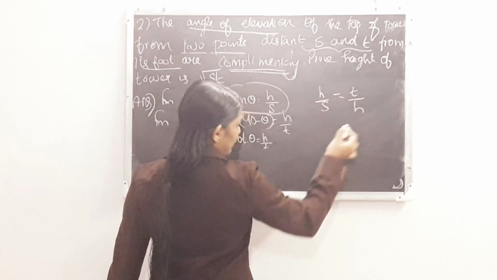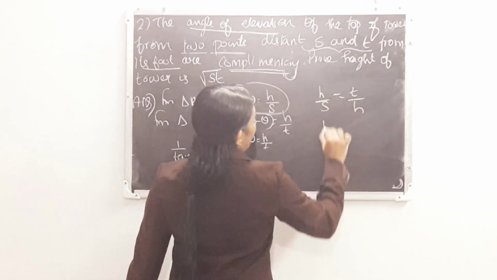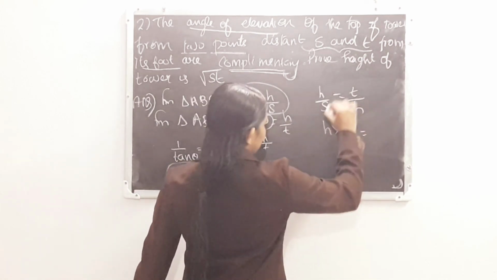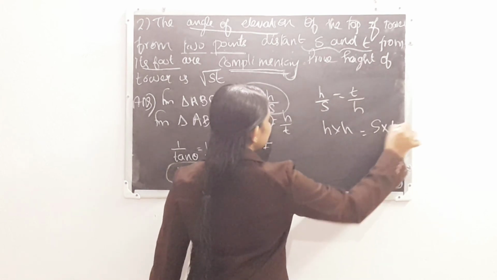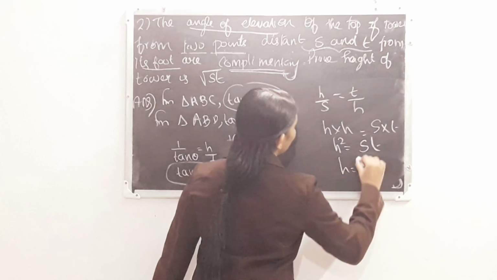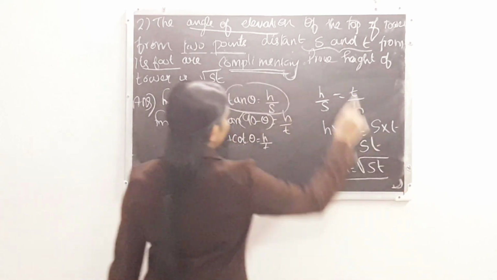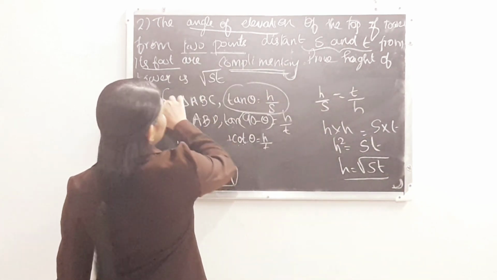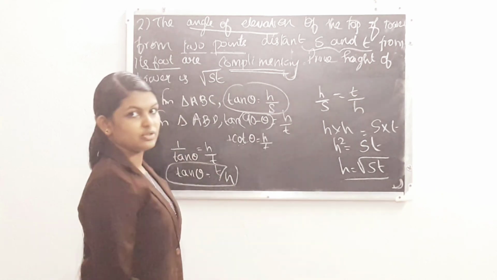Now we can cross multiply it. That is h into h is equal to s into t. That means h square will be equal to st. So h is equal to root st. Thus we proved the height of the tower is root st. So this is the answer.